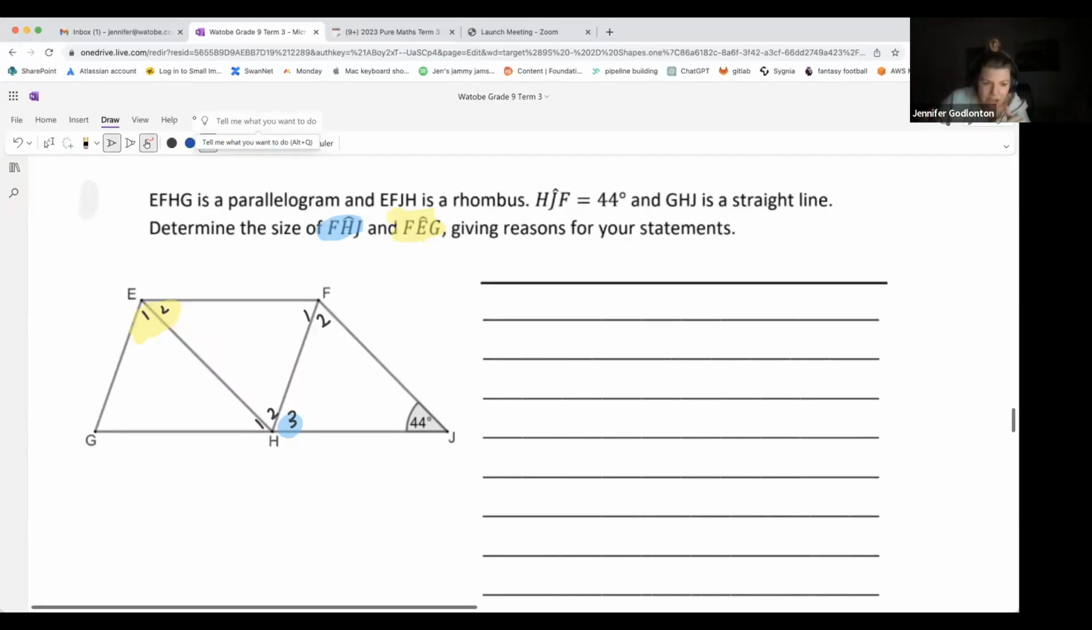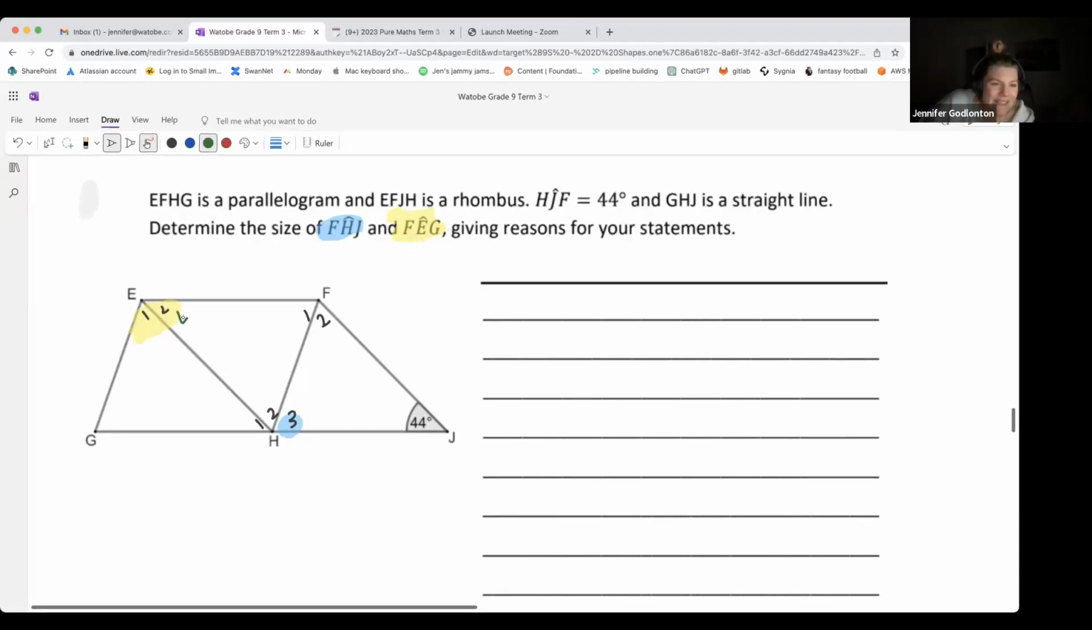So we can see that J is 44. What else could be 44? That's a brilliant way to start this question. Nice. H1 is 44 because of corresponding angles. Yes, beautiful.